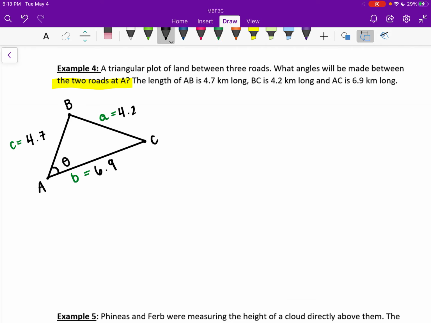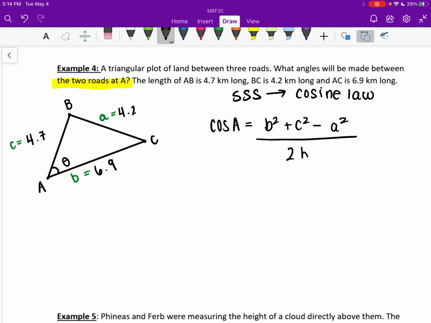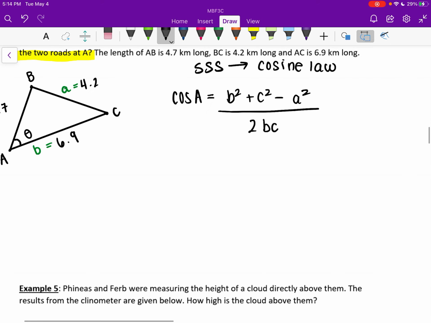So in this situation, I have side, side, side, which means that I do need to use cosine law because I don't actually have any angles, right? And I know that cosine law is going to be, I want to find angle A, right? So cosine law to find angle A is going to be cosine A is equal to B squared plus C squared minus A squared over 2BC. And again, you will have access to this on your test. You do not need to memorize this. I've just used it enough that I have it memorized, but you don't need to, right?